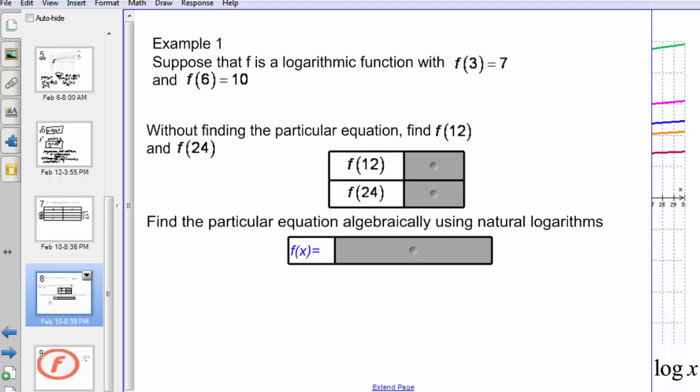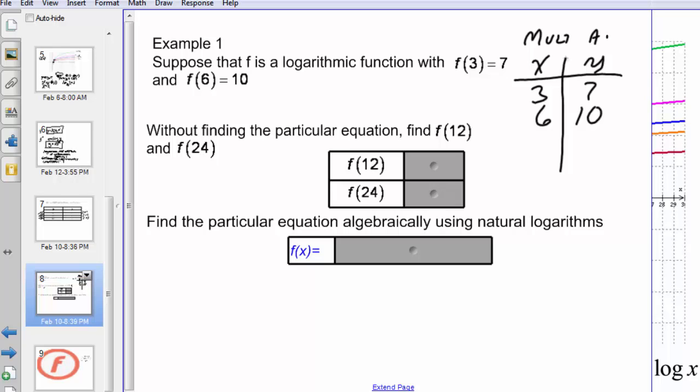Well, if I set up a table of x and y values, I should be able to determine what the pattern is for this particular logarithmic function. So since I know it's a multiply-add, I look and I see here I multiplied by 2, and when I multiplied by 2, my y values increased by 3. So if I want to find 12, that's another multiply by 2, which means I should add 3 again, which would give me 13.